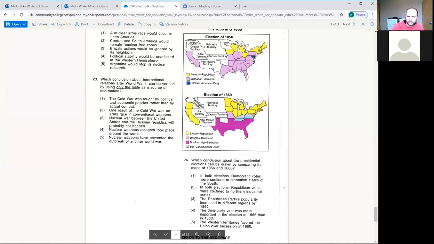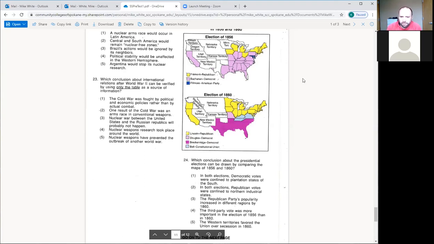Two, in both elections, Republican votes confined to northern industrial states. Again, not true because in 1860, Oregon and California voted Republican. So that, again, is disproved by the map and is thrown out also. Three, the Republican Party's popularity increased in different regions by 1860. Okay. Republicans are yellow here, and Republicans are yellow here. That looks like maybe the right answer. Let's make sure that one of the other two isn't better.